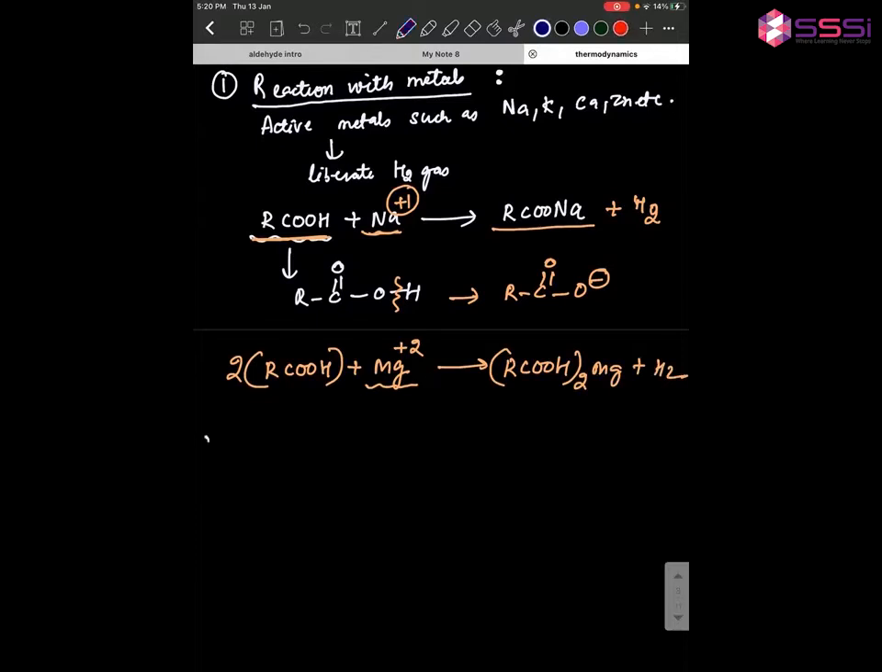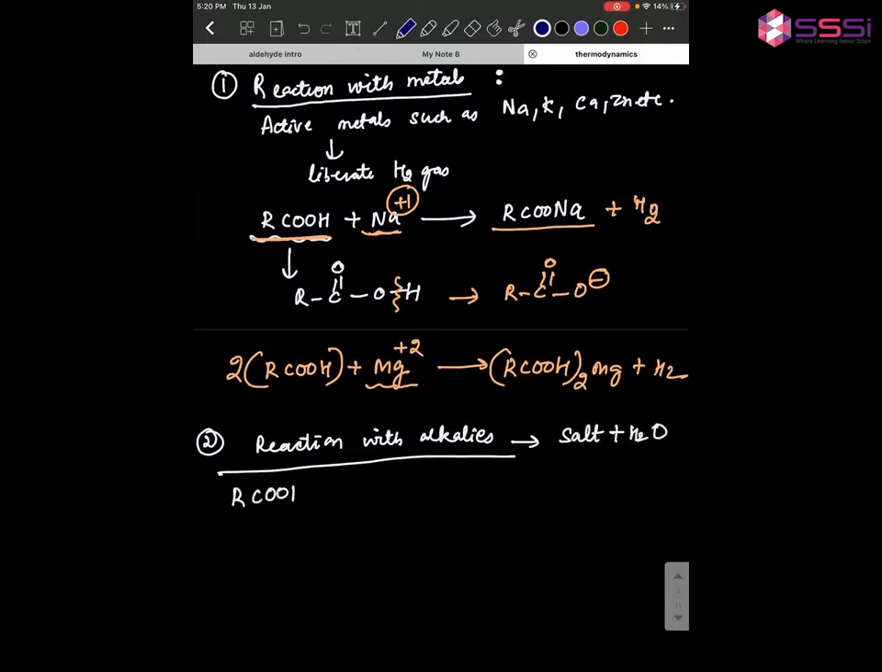The next reaction is the reaction with alkalis. In the reaction with alkalis, we get salt and water as products. I'm taking a general reaction of RCOOH and an alkali, sodium hydroxide. We get the same salt, RCOONa, and a water molecule.